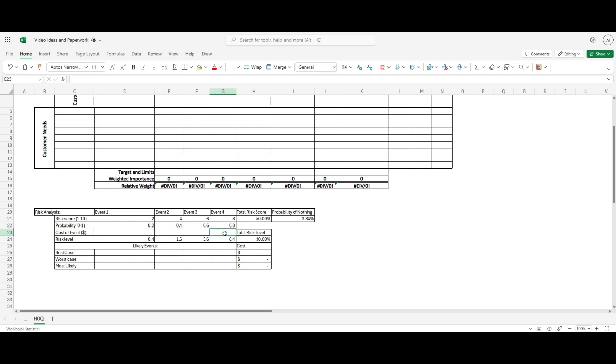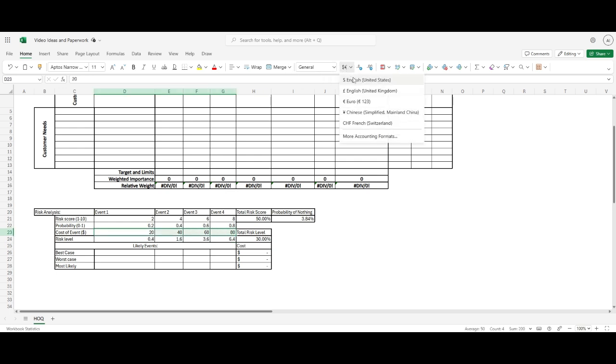And then here I do the cost of the event. So this would kind of mirror the risk score. So I'll do, again, 20, 40, 60, and 80. Those are all going to be in dollars.